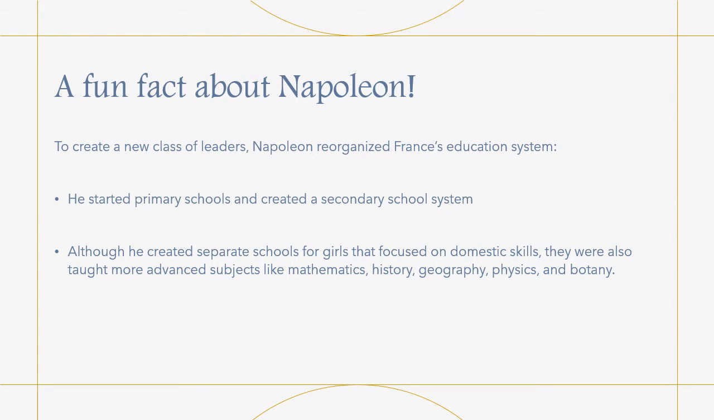So a fun fact about Napoleon was that in order to create a new class of leaders, Napoleon reorganized France's education system. He started primary schools and created a secondary school system, and although he created separate schools for girls that focused on domestic skills, they were also taught more advanced subjects like mathematics, history, geography, physics, and botany.